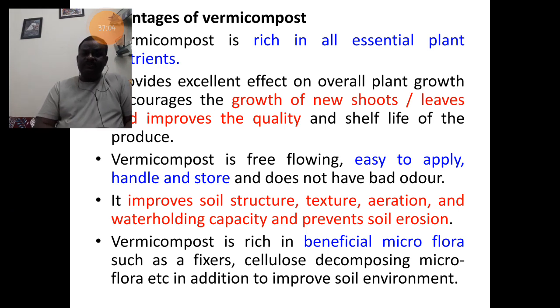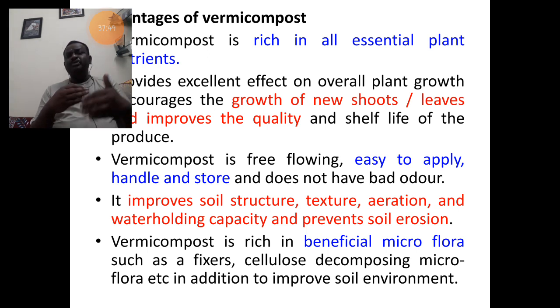The next advantage is vermicompost is free-flowing and easy to apply. It could be easily handled, easily stored, and doesn't have any bad odor. Whereas for chemical fertilizers, the storage concept is very crucial. But this vermicompost can be stored at any place, it can be easily handled, and it is easily applied onto the agricultural fields. Then, this vermicompost improves the soil structure, aeration process, water holding capacity, and prevents soil erosion.